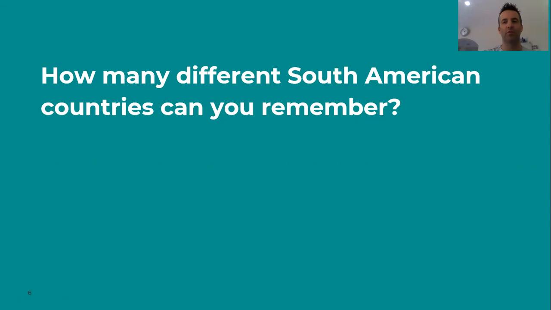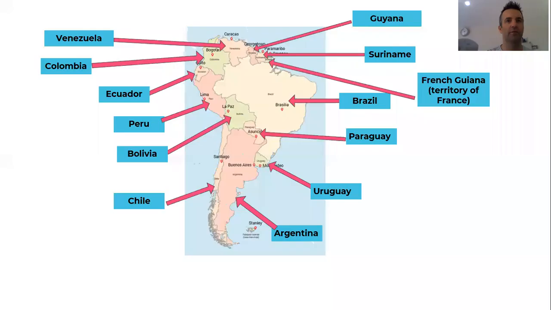Wow, did you manage to remember them all? Let's have a look. So here's our map of South America. Let's see how many of these you got. So we'll start at the bottom there with Argentina, Uruguay, Paraguay, Brazil, that's our country, French Guyana, remember that's a territory of France, not a country in itself, Suriname, Guyana, Chile, Bolivia, Peru, Ecuador, Colombia, Venezuela.